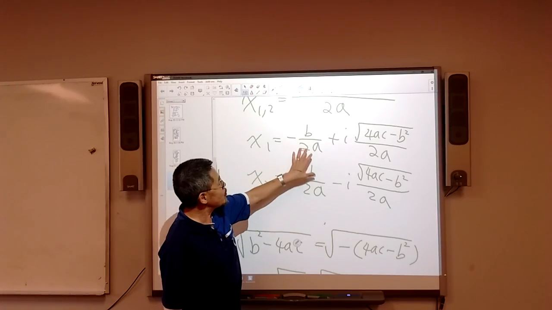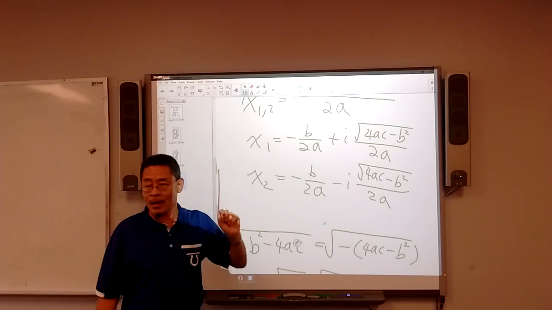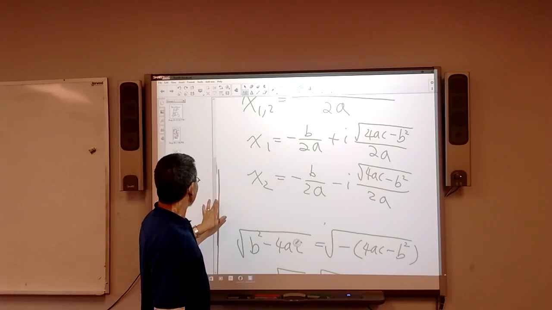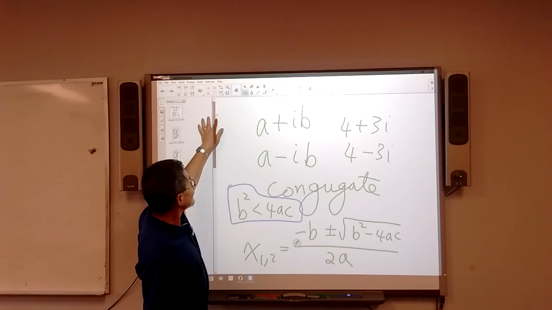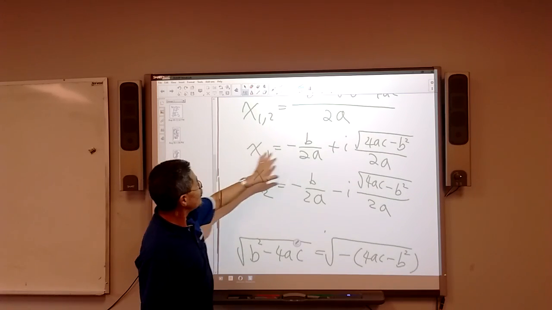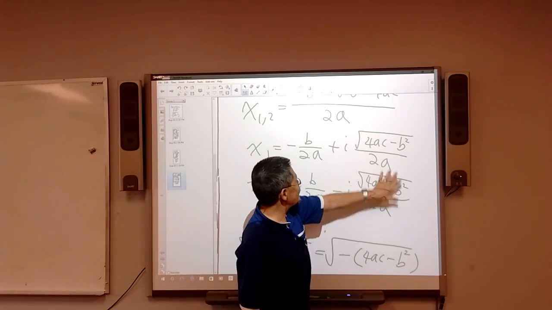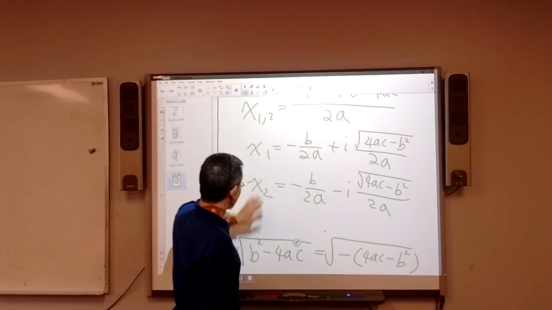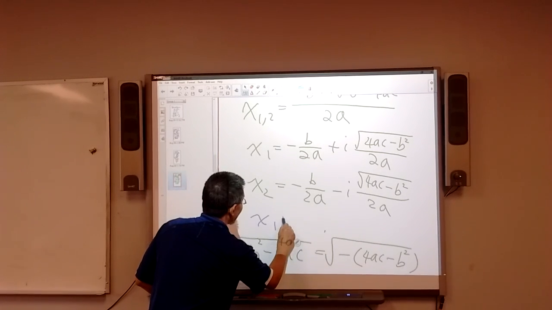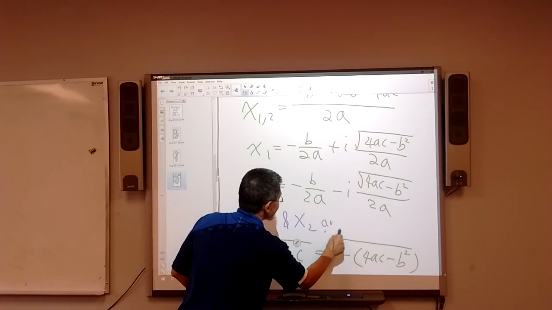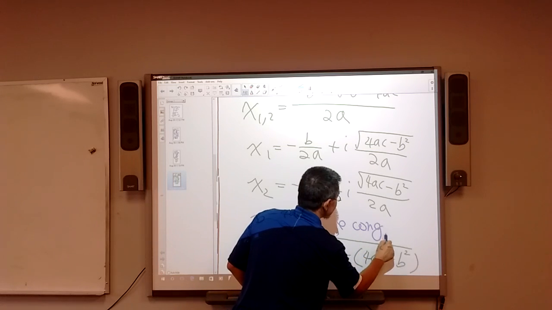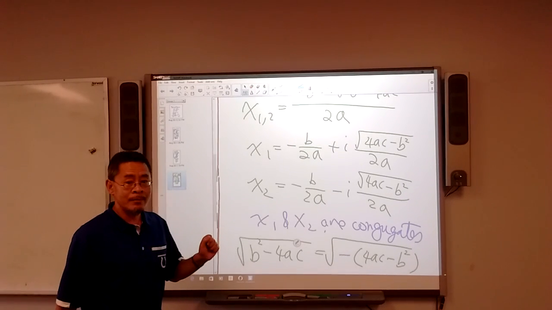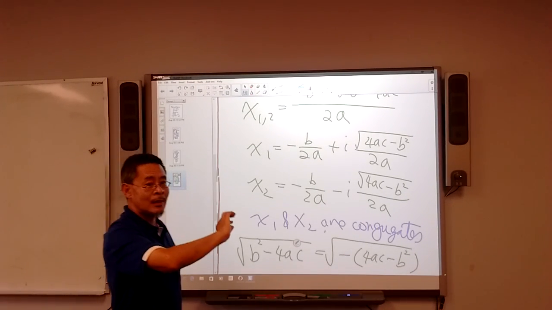The point here is trying to show that x1 and x2 are what kind of numbers to each other? Conjugates. They have the same real part, same imaginary part. The only difference is one is plus, one is minus. So x1 and x2 are conjugates. What does that mean? What is a conjugate?